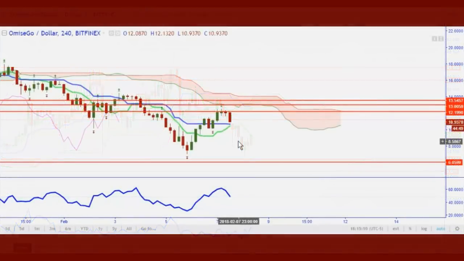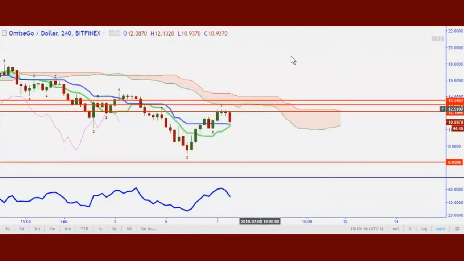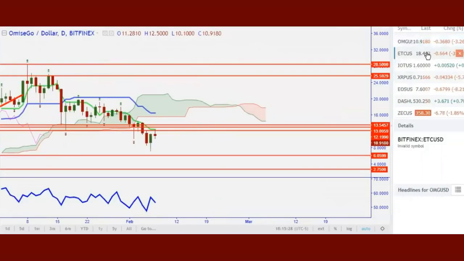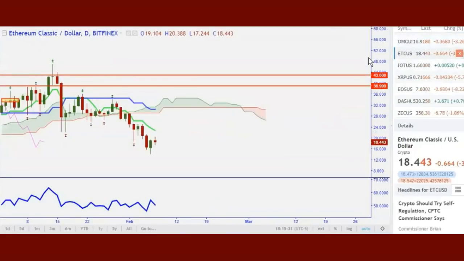So if you're looking to catch this back to the upside, not yet. All right. So that's it with that. Let's go to the Classic, the Ethereum Classic.